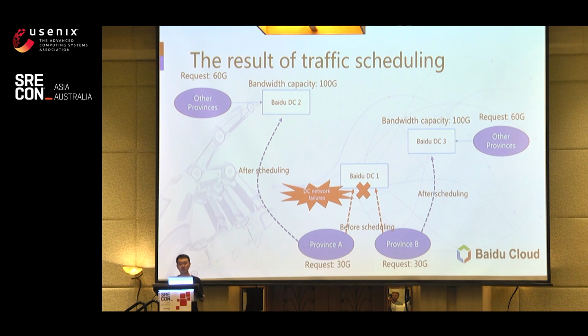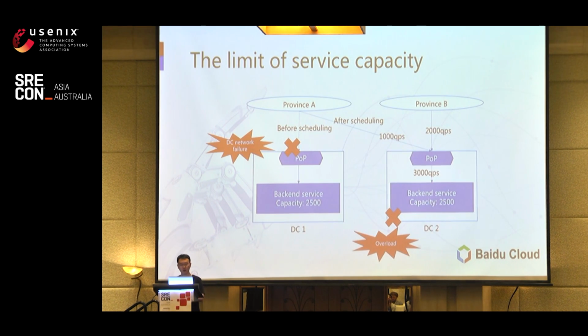So GTC needs to consider the bandwidth capacity to avoid this situation. The best scheduling plan is to dispatch one province to one data center. For example, dispatch province A to data center 2 and province B to data center 3. Based on this method, GTC successfully avoids overloading the destination data center's POP network.